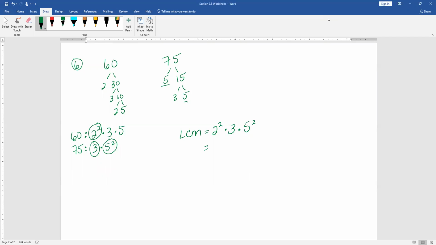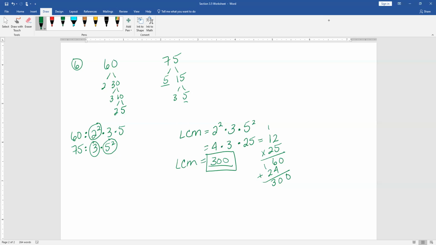All right, so that becomes 2 times 2, which is 4, times 3, times 5 times 5, which is 25. 4 times 3 is 12. And 12 times 25, I'm just going to do my multiplication here. 5 times 2 is 10, carry my 1, that's 6. 2 times 2 is 4. 2 times 1 is 2. So 0, carry my 1, so 300. The least common multiple of 60 and 75 is a big old number, 300.